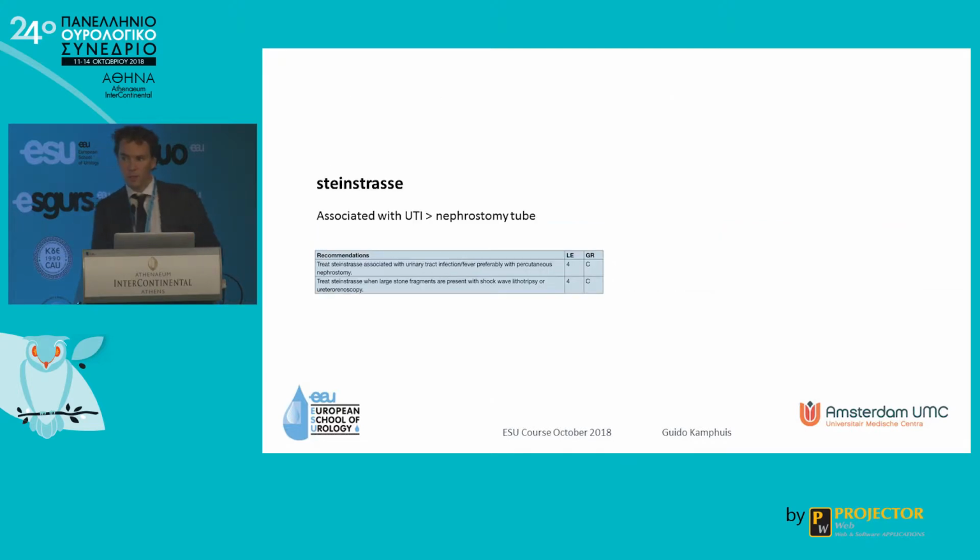If a patient presents with a Steinstrasse after ESWL or in general, this patient presented with these stones, bilateral, it's advised, if there's an indication for disobstruction, to place a nephrostomy tube and not a double J stent, like we did here.